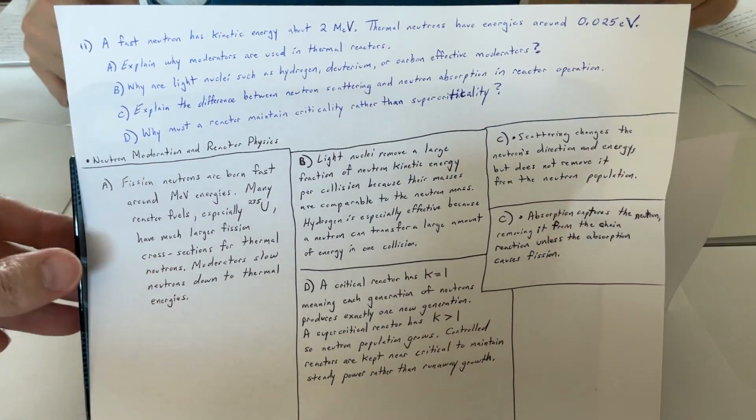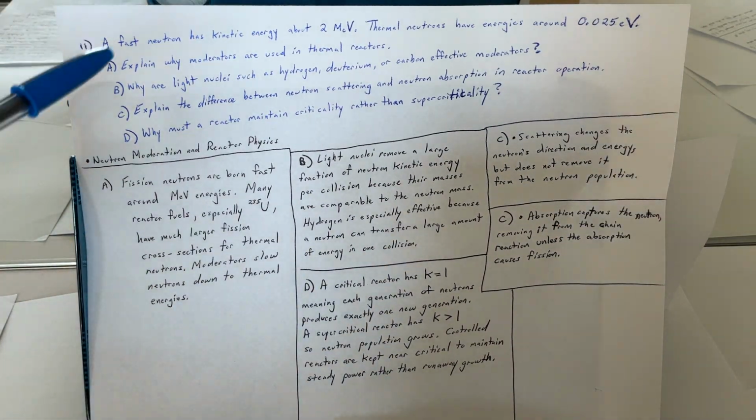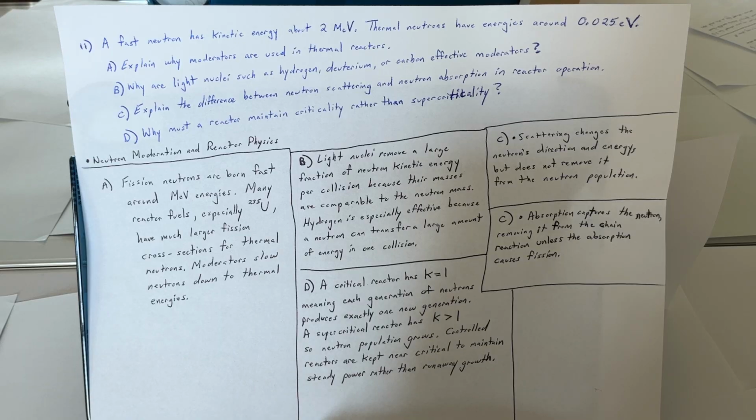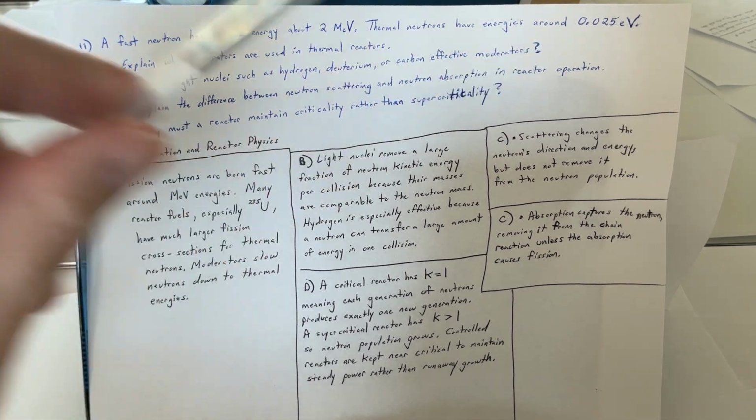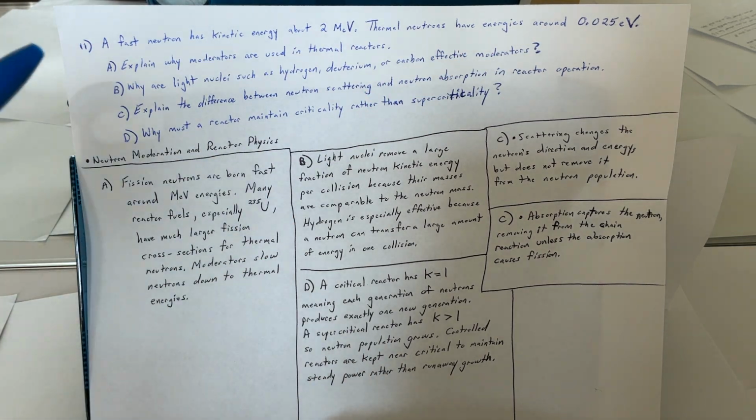Okay, so that's 10. Here's 11. Number 11: a fast neutron has kinetic energy about 2 MeV. The thermal neutrons have energies around 0.025 eV. Part A, explain why moderators are used in thermal reactors.